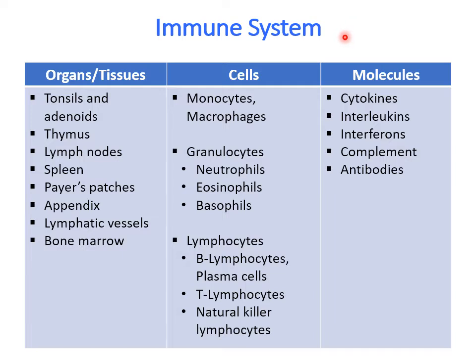This table displays a list of organs, tissues, cells, and molecules that are involved in the immune system. The immune system includes organs and tissues of the lymphatic system, such as the thymus, spleen, tonsils, lymph nodes, lymph vessels, and bone marrow. The immune cells, which are the white blood cells, and the molecules or substances that are secreted by the immune cells.